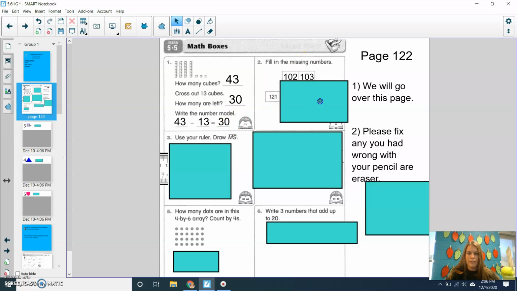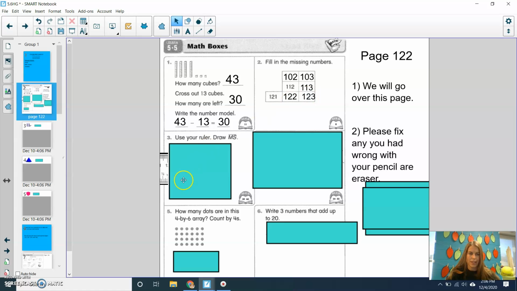For question 2, fill in the missing numbers. So they started with 112. We know 10 less would be 102. 1 more than that would be 103. Going back to 112, 1 more would be 113. Then going to 121, we know 1 more would be 122, and then 123.